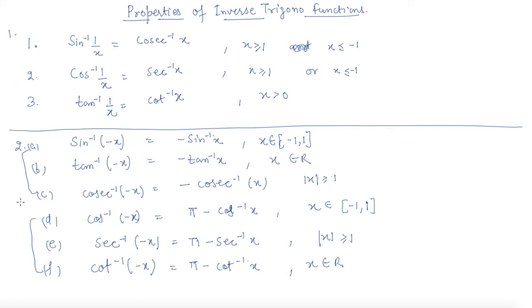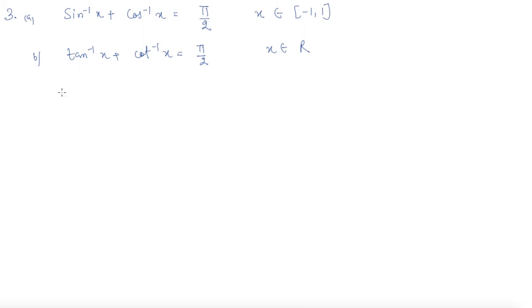Okay students, now let's discuss some more properties based on inverse trigonometric relations. So students, here the next property is sine inverse minus x plus cos inverse minus x is equal to pi by 2 for x belongs to minus 1 to 1. This is a part. Now b part is tan inverse minus x plus cot inverse minus x is pi by 2 and x belongs to all real numbers.